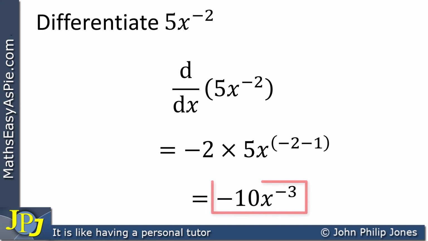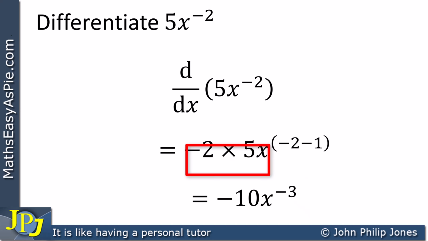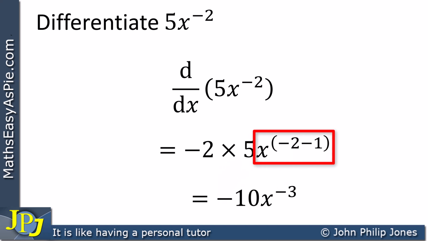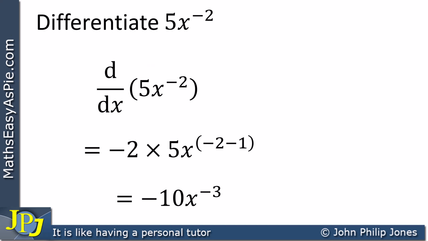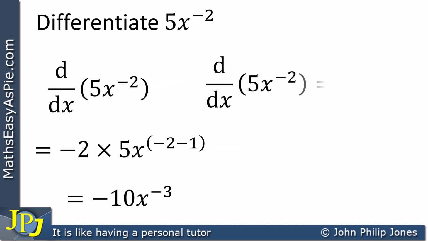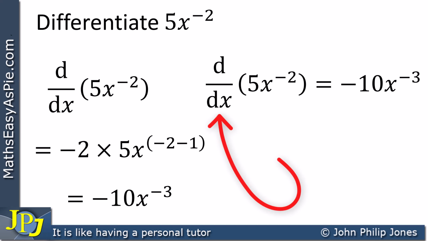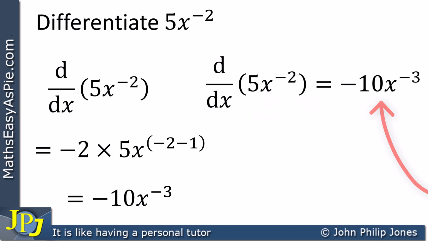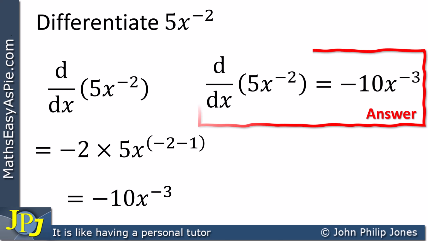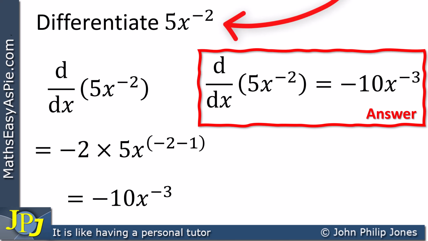Moving on to the next line of the calculation, you can see that this minus 2 times the 5 has given us the minus 10. And this here has been written down here as x to the minus 3. Now this minus 3 has appeared because here you can see it's minus 2 minus 1, which clearly gives us minus 3. Now I'll put this to one side, and we can now write out the following, that the differentiation of 5x to the minus 2 is indeed minus 10 x to the minus 3. So we can say that this here is the answer to this exercise.